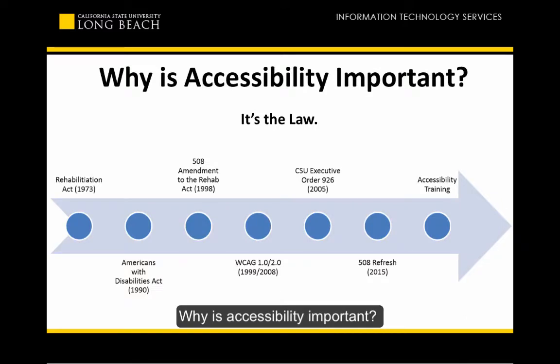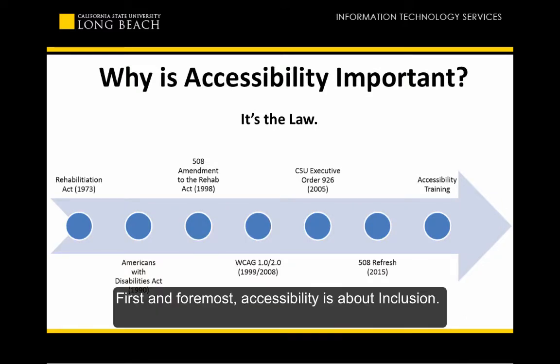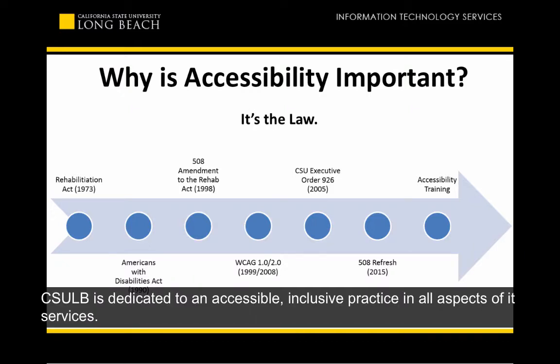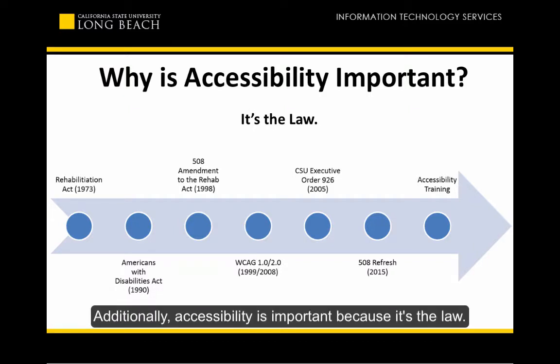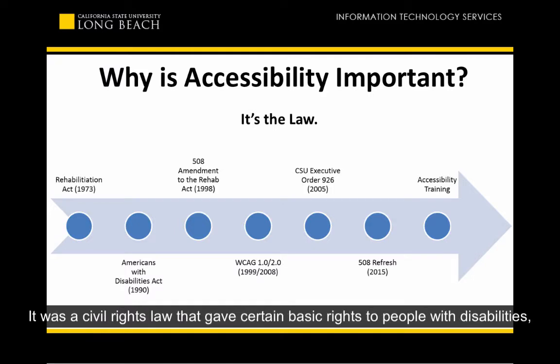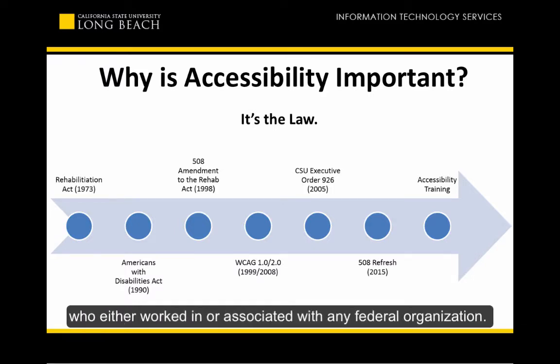Why is accessibility important? First and foremost, accessibility is about inclusion. CSULB is dedicated to an accessible, inclusive practice in all aspects of its services. Additionally, accessibility is important because it's the law. In 1973, Congress passed the Rehabilitation Act. It was a civil rights law that gave certain basic rights to people with disabilities who either worked in or associated with any federal organization.